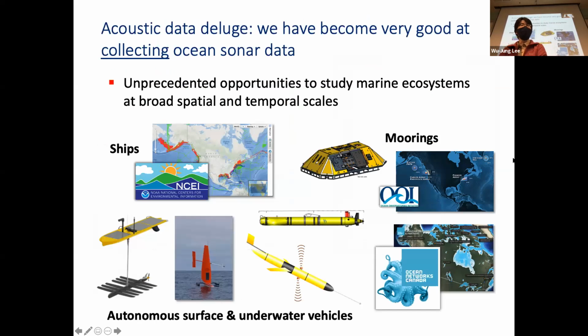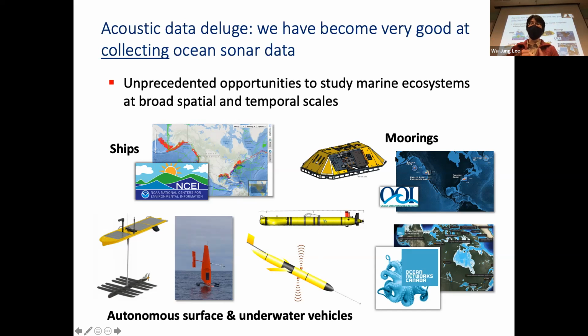Having seen some examples, I want to talk about the current time we're in. I call it this era of acoustic data deluge, because we have become very good at collecting data. In the past decade or so, we have been integrating sonar or echosounder systems onto all kinds of different ocean observing platforms. Here I'm showing you a few examples. We have the echosounder on the ship, the traditional sampling platform. And we have echosounders on autonomous vehicles, both those that travel on the surface, like this wave glider and this saildrone, and then underwater autonomous vehicles and underwater gliders.